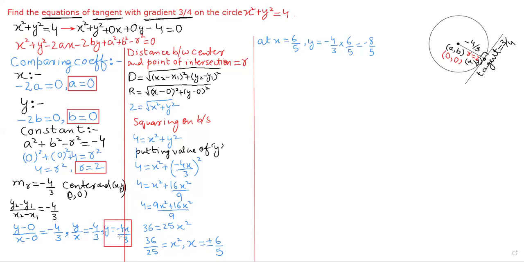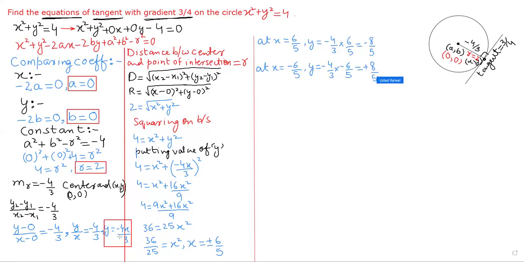जब मैंने 6 over 5 रखा है तो वैल्यू क्या आ रही है? minus 8 over 5 आ रही है. और at x equals to minus 6 over 5, जब ये वैल्यू में रखूंगा यहाँ पे y equals to minus 4 over 3 into minus 6 over 5. ठीक है, तो माइनस माइनस हो जाएगा प्लस, और this will become 8 over 5.